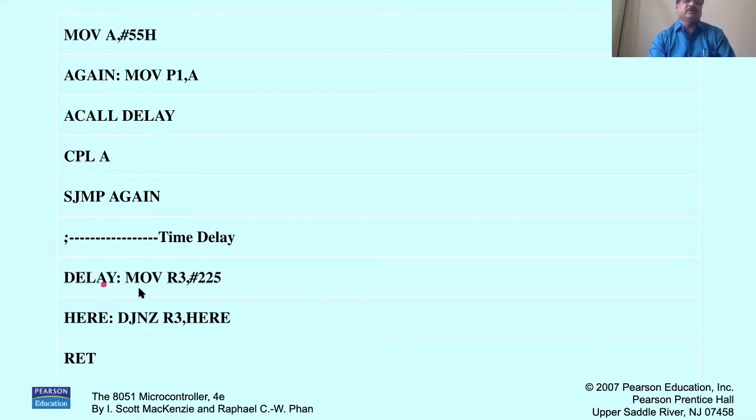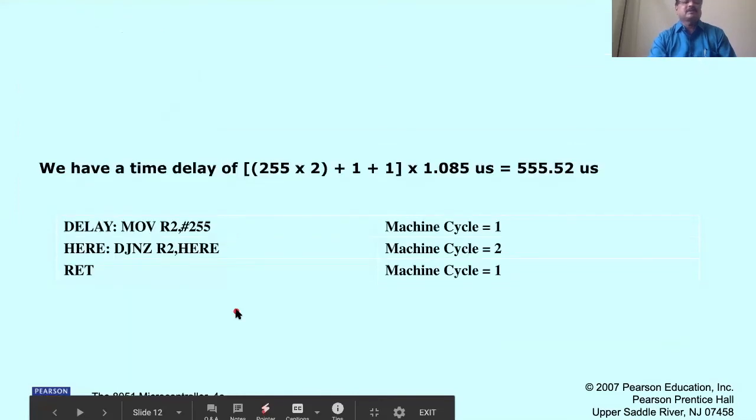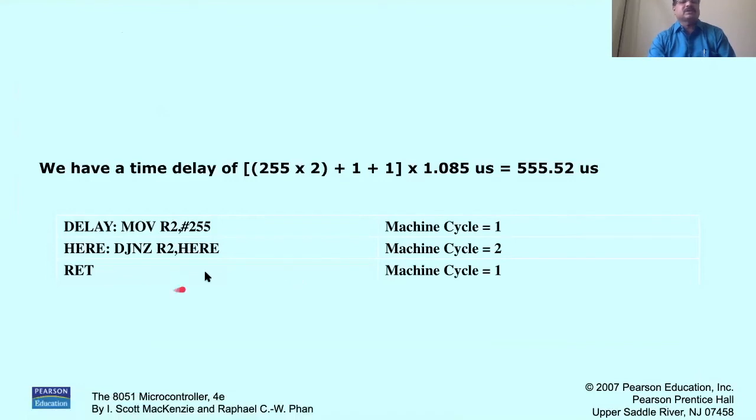In the delay routine, you will find that the R3 register is loaded with the count, and then the DJNZ instruction is used, which requires 2 machine cycles. The first instruction requires 1 machine cycle, and the loop is here only. RET requires 1 machine cycle. So to find out how much delay this delay routine will introduce, let us go through the next slide. Here you can see the 1, 2, and 1 machine cycles required for the 3 instructions in the delay routine. And then you can find out the exact delay using this.